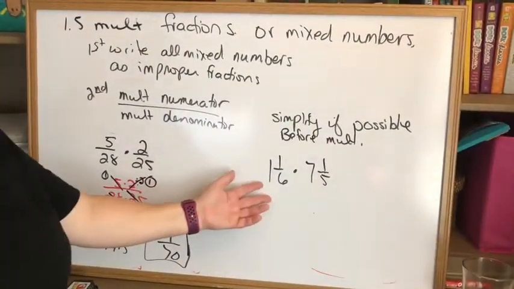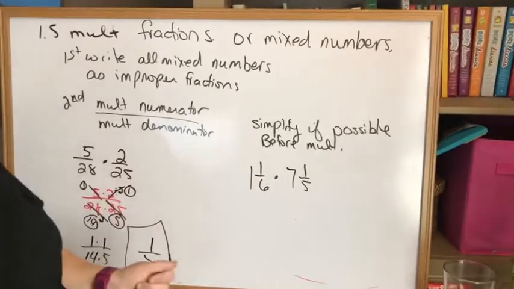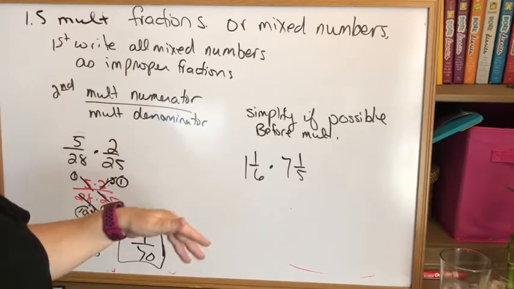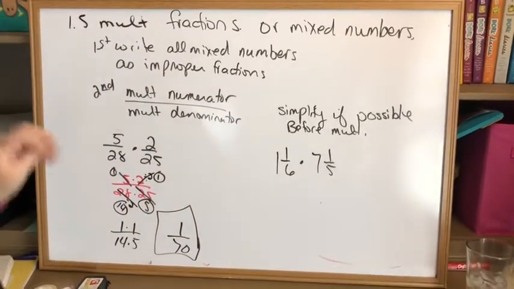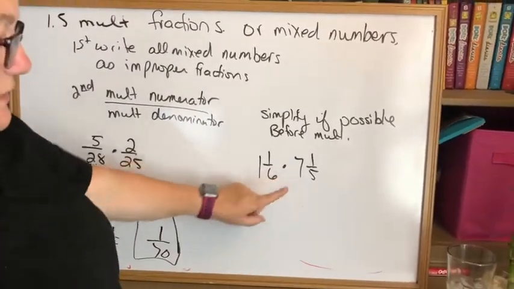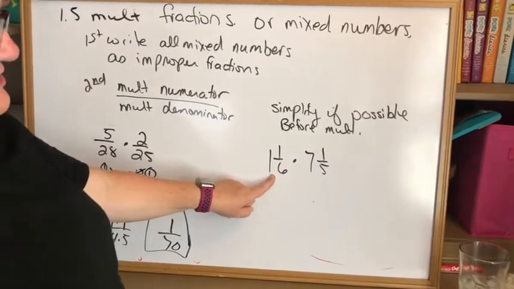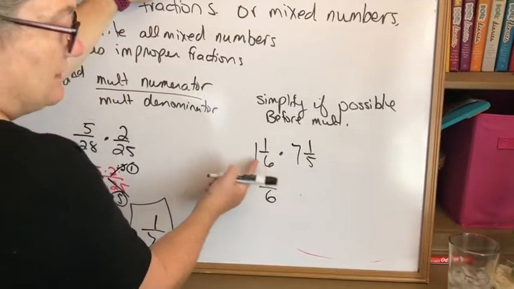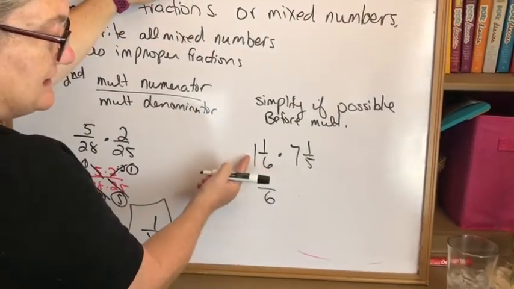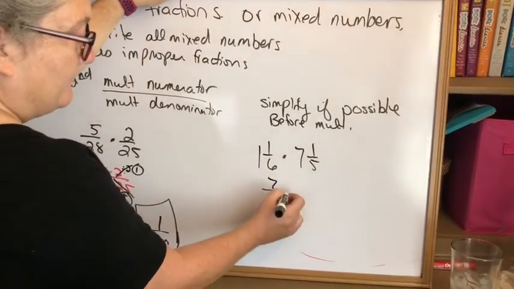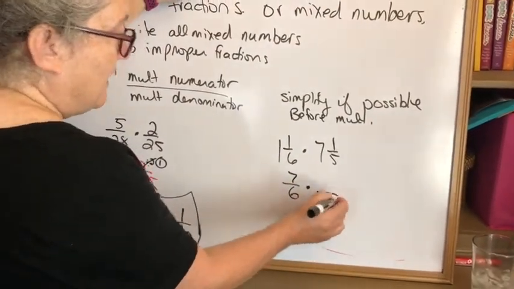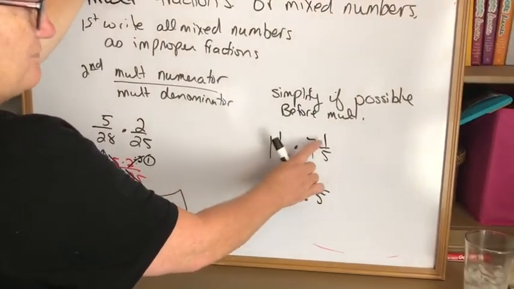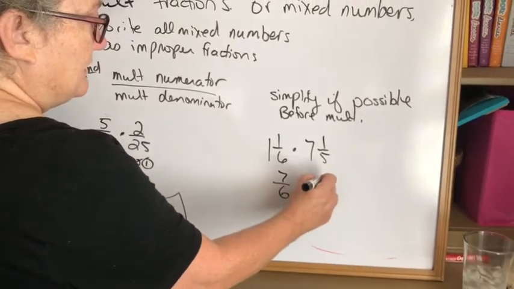Okay, continuing on here with our next example, we have two mixed numbers that we're multiplying together. It doesn't matter if you have 2, 3, 4, or 5, or an infinite number of mixed numbers you're going to multiply. When we have multiplication, we always change these to improper fractions. Now remember how we change them: we keep the denominator and we multiply the denominator times the whole number. So 6 times 1 is 6 and add the numerator, so 7 over 6. I keep the denominator. I take the denominator times the whole number. 5 times 7 is 35 plus 1 would be 36.